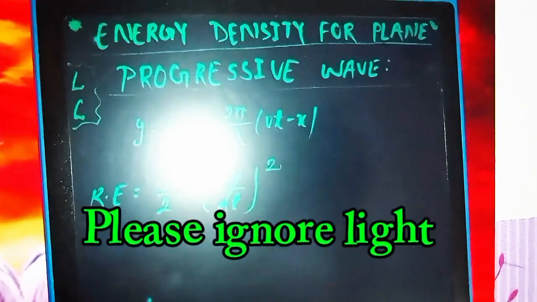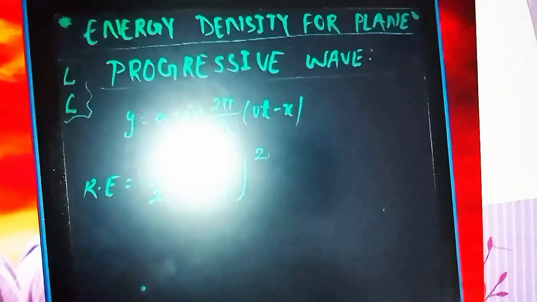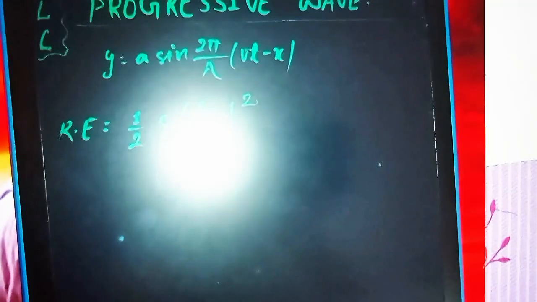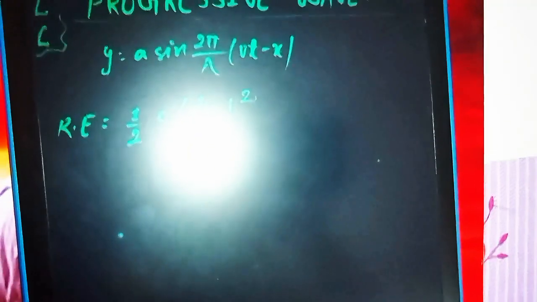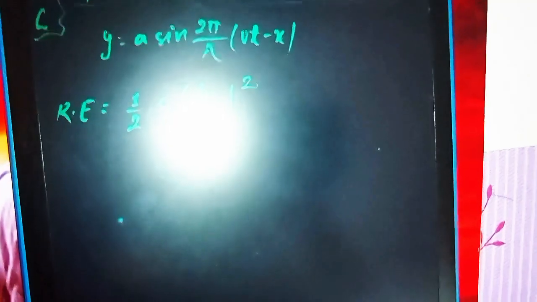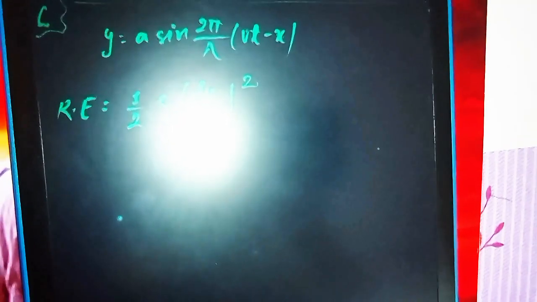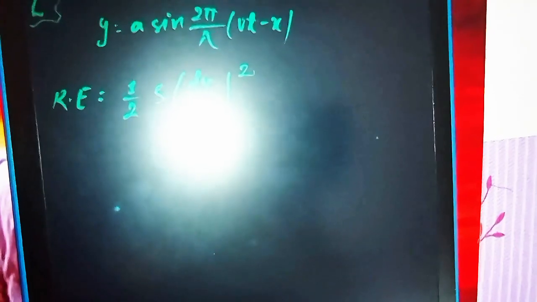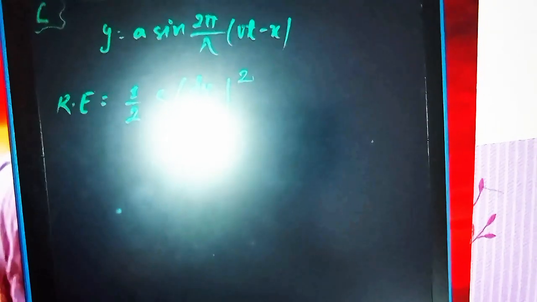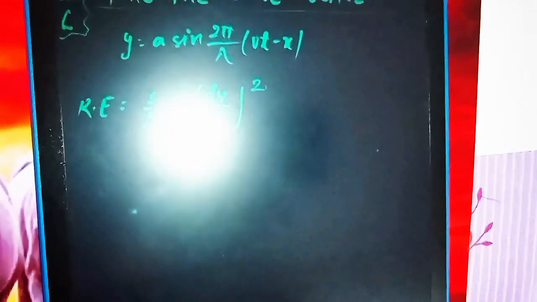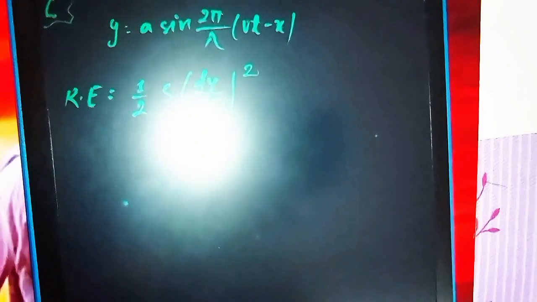Today we're going to derive this equation. The topic is energy density for a plane progressive wave, and we have already derived this equation: y = a sin(2π/λ)(vt − x). This is the equation of a plane progressive wave. We consider a particle in the medium, a very small unit volume V, and density of the medium rho. So mass per unit volume is also rho, rho equals mass upon volume, and we take the volume as unity.